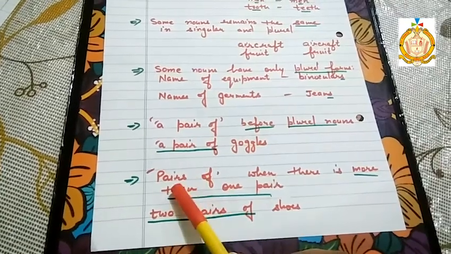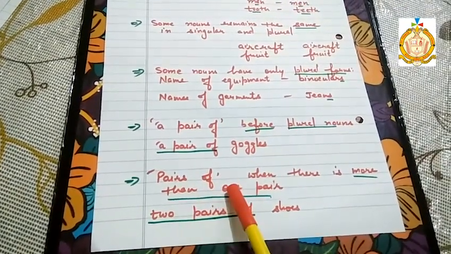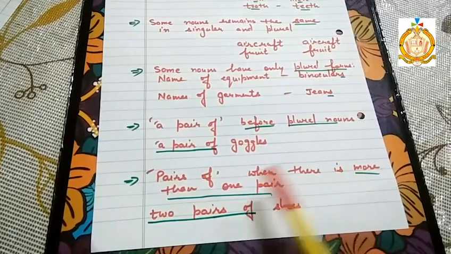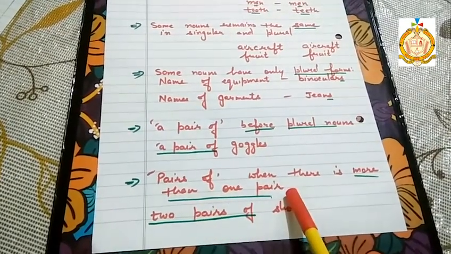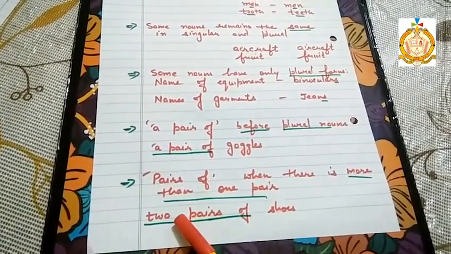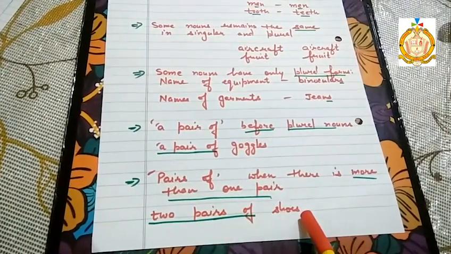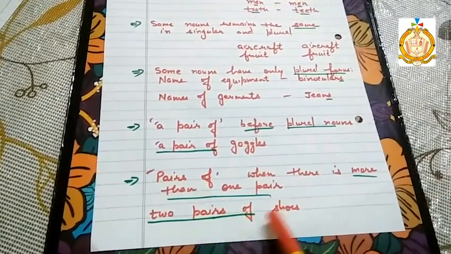Next is pairs of. Pairs of is used when there is more than one pair. Example, two pairs of shoes.